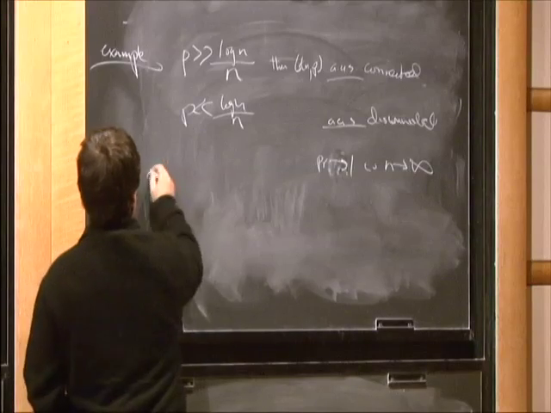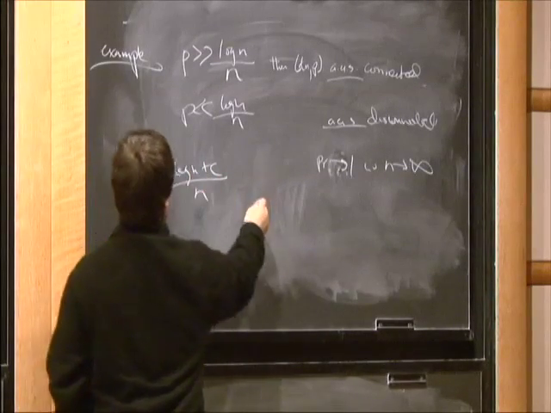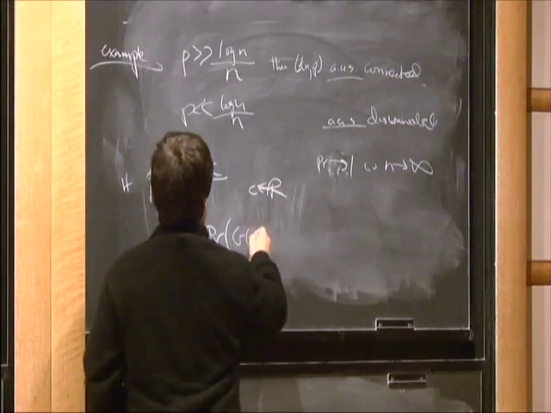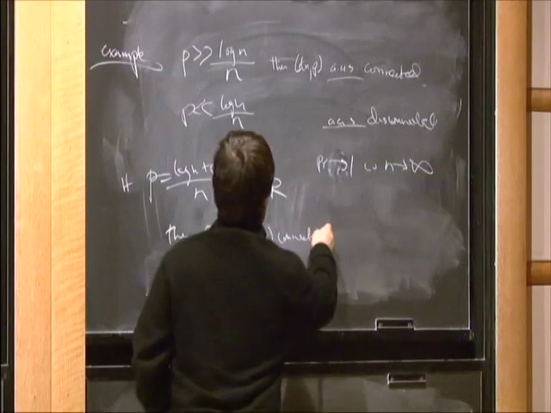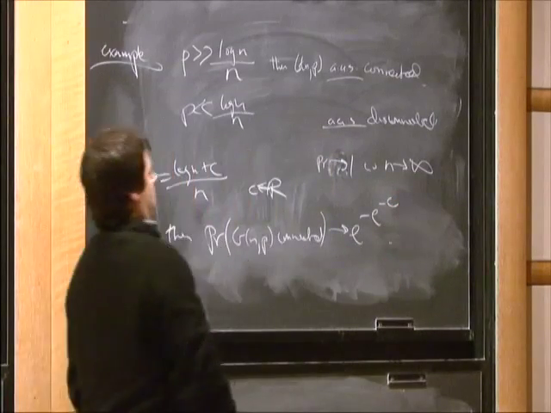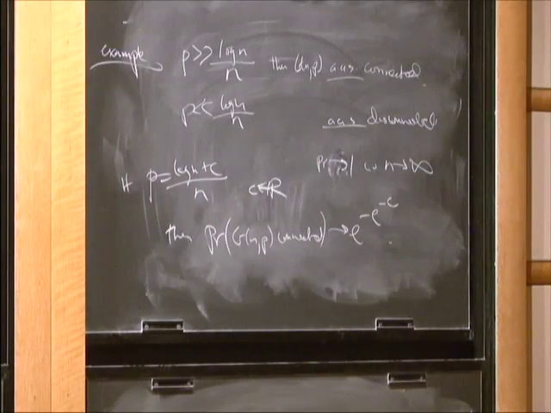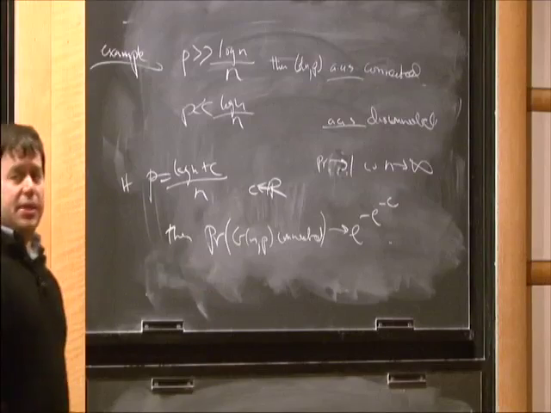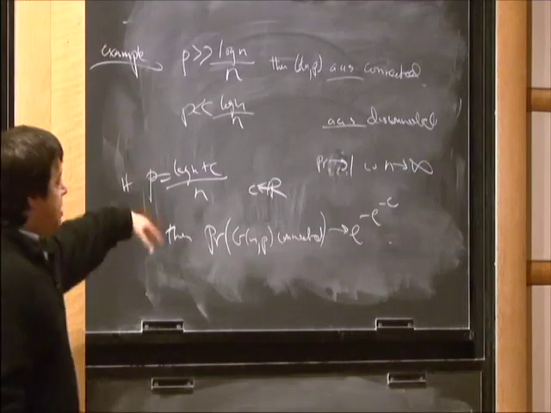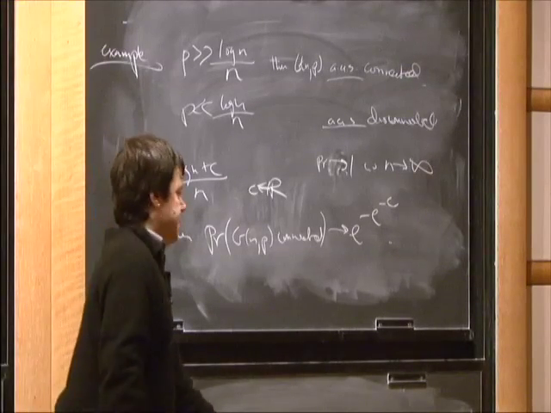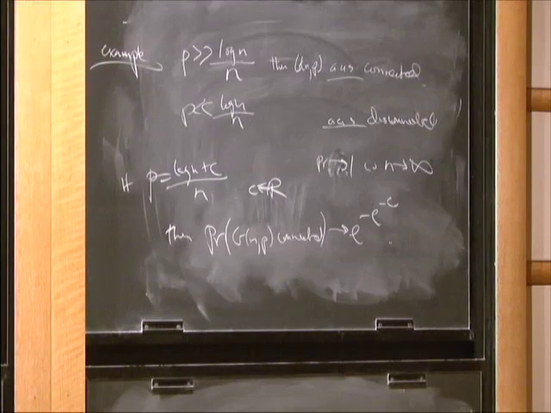If p equals (log n plus c) over n, where c is a constant, then the probability that G(n,p) is connected approaches a constant between 0 and 1, and that constant is e to the minus e to the minus c. And because this is a topological statement, talking about connectivity of a space, I want to briefly sketch the proof, because the idea of this proof has been useful in other contexts.